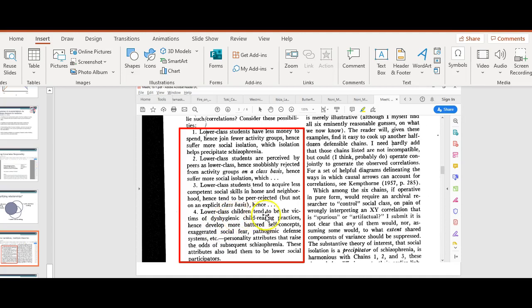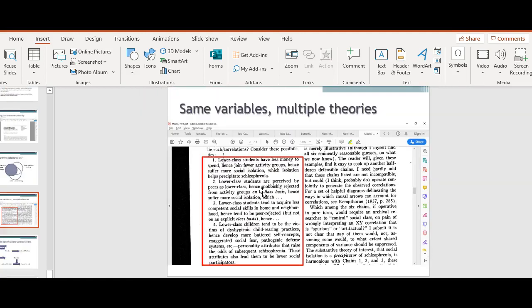And finally, lower class children tend to have less skillful child rearing practices, less quality parenting, hence they have less self-concept, and then they develop defense mechanisms, etc., and raise the odds of subsequent schizophrenia. So these are just four alternative models where SES has a front and center role rather than being a nuisance variable.